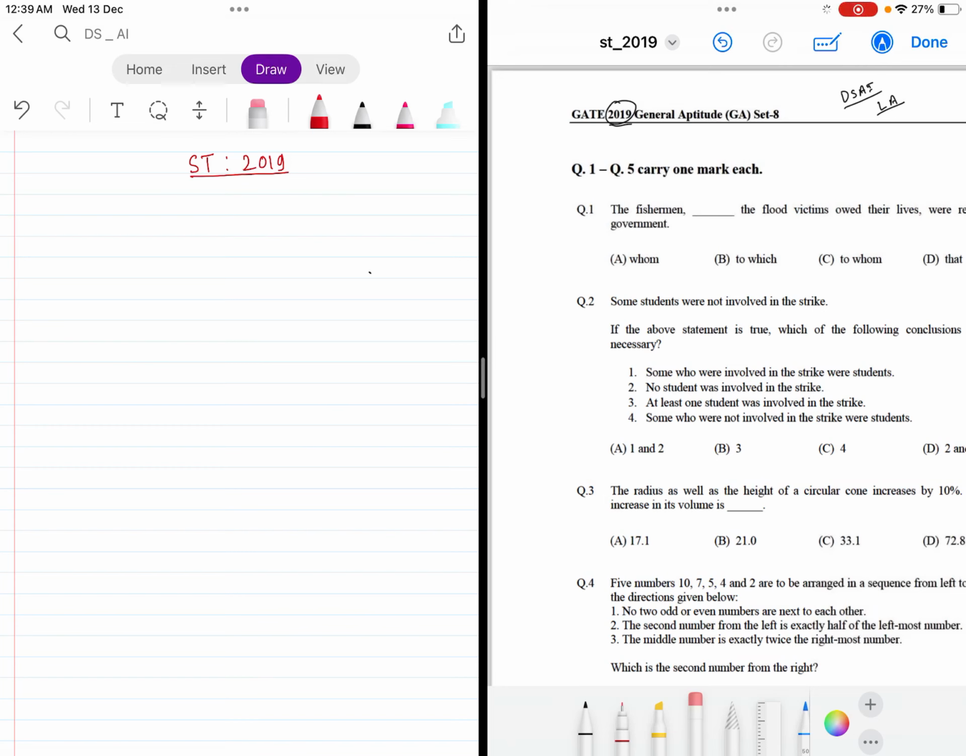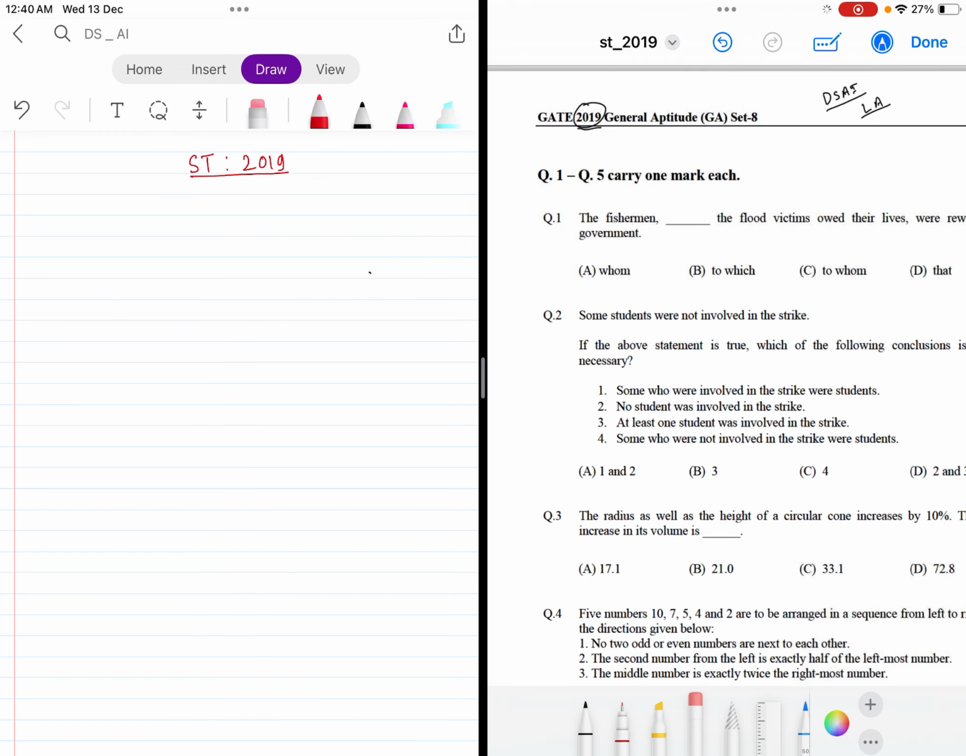Hello and welcome. So today we are going to start with a new subject, that is probability and statistics. What I am going to do is the same as what I have done for linear algebra. If you are already following me, then you have observed that so far in linear algebra we have covered the last 5 years' papers from statistics, from mathematics, and from EC, and this will continue.